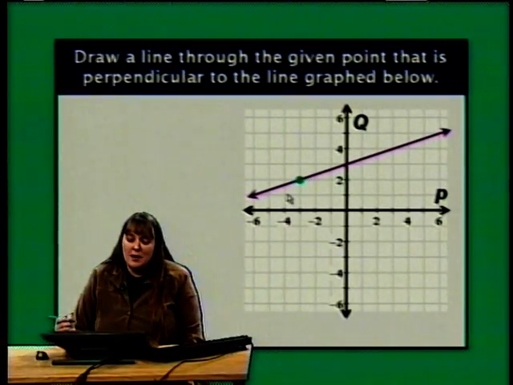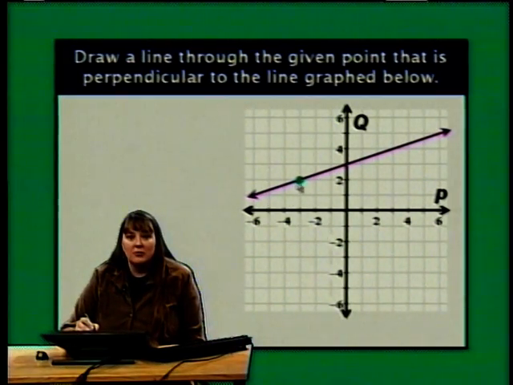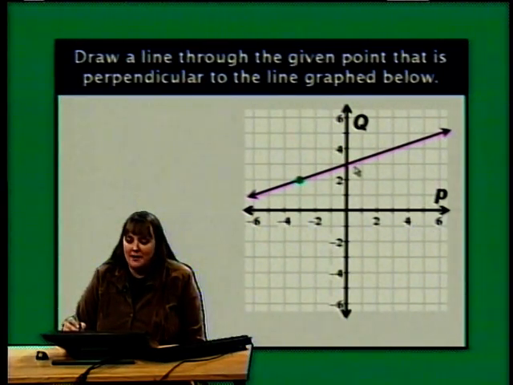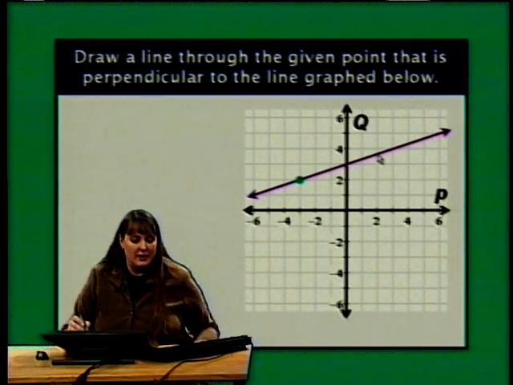Well, let's look at some examples working with perpendicular lines. In this example, we're asked to draw a line through the given point that's perpendicular to the line graphed below. So I've got this purple line, which looks to be an increasing line if I read it from left to right, which is how I want to read graphs, and I've got a point on the line. I'm asked to draw a line through this given point that's perpendicular to the line that's already graphed. Well, what do we know about perpendicular lines? What we just discussed is that perpendicular lines have opposite reciprocal slopes. So it would make sense here to figure out what's the slope of this purple line. So let's start there.